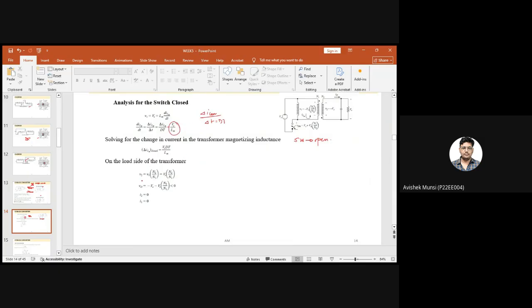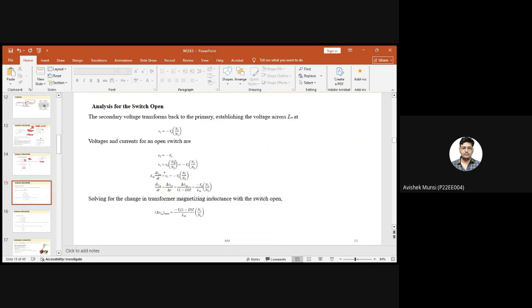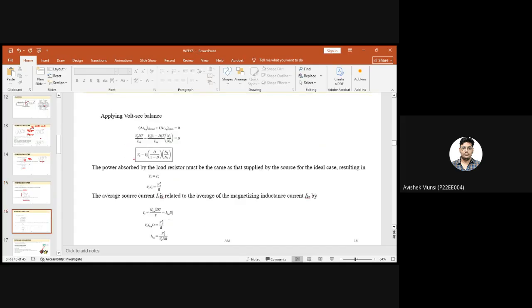So on the load side, since it has a transformer ratio of N1 by N2, it will be N2 by N1 of V1. So it will be V0 minus V2 times N2 by N1. Right. Similarly, when the switch is off, my V1 will be minus V0 times N1 by N2. And if you solve the equation, we get the inductor current as this. So combining both of these, we are getting an equation.